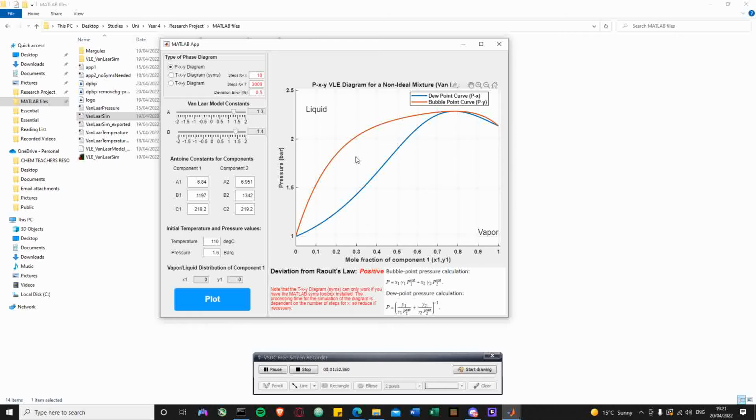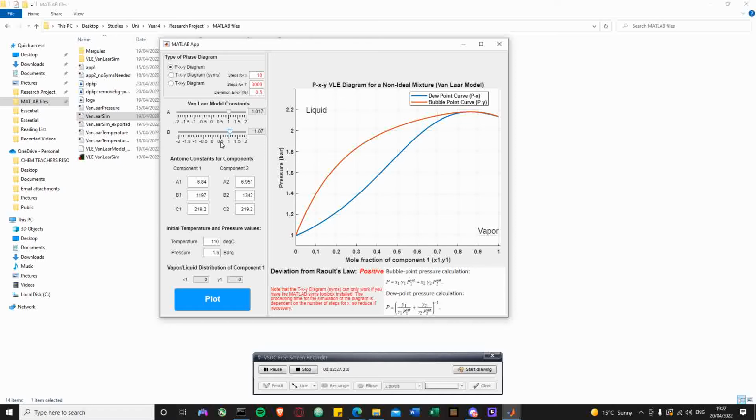As we can see, it's plotted the dew point and bubble point curves for the Van-Laar model for these two components. And what we can see here are the A and B variables of the Van-Laar model. Depending on the two different components, you can change the Van-Laar model to represent the right constants for your two components.